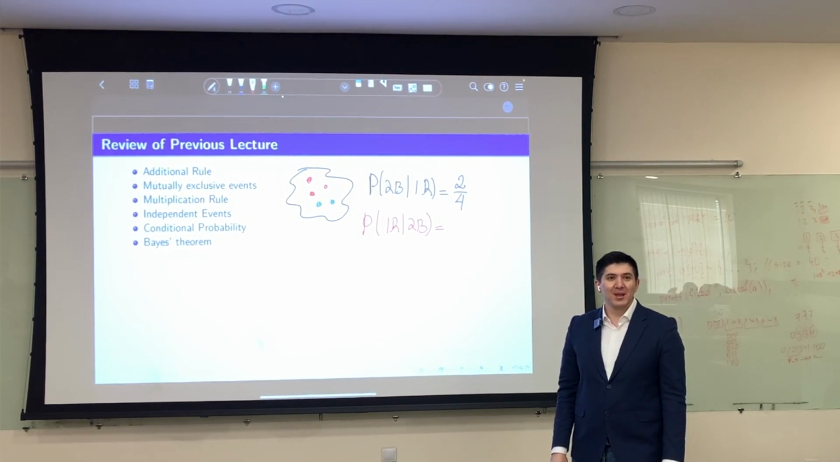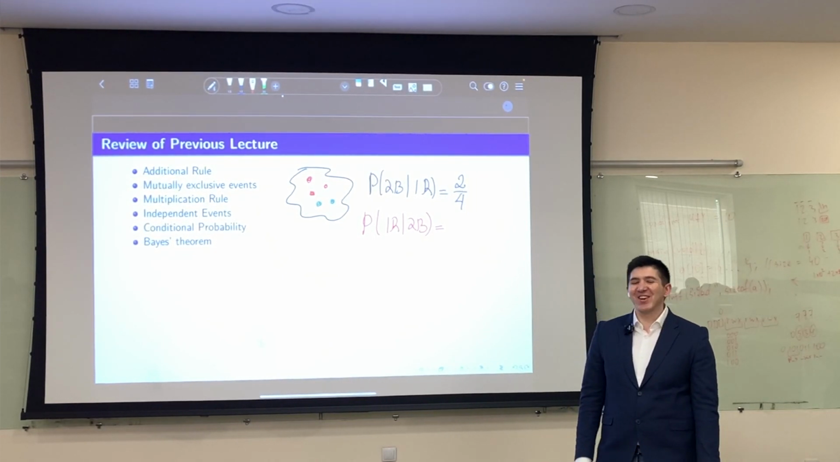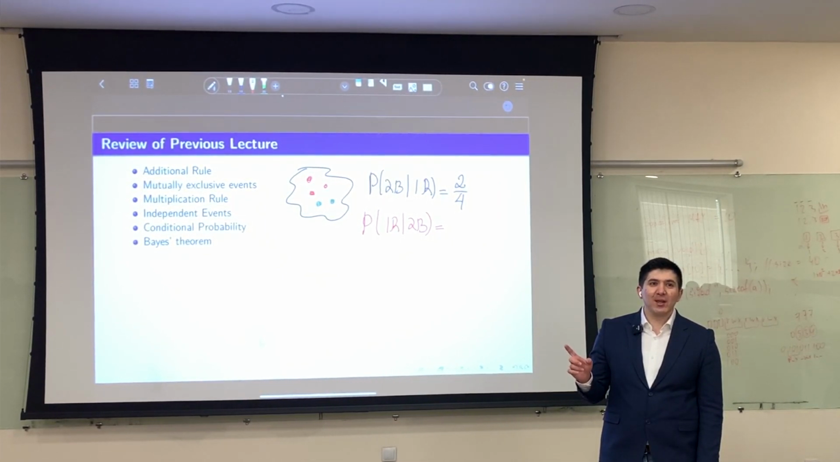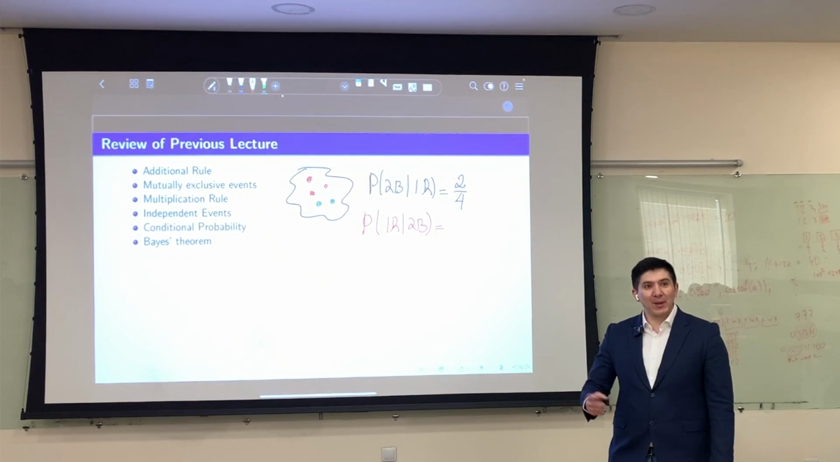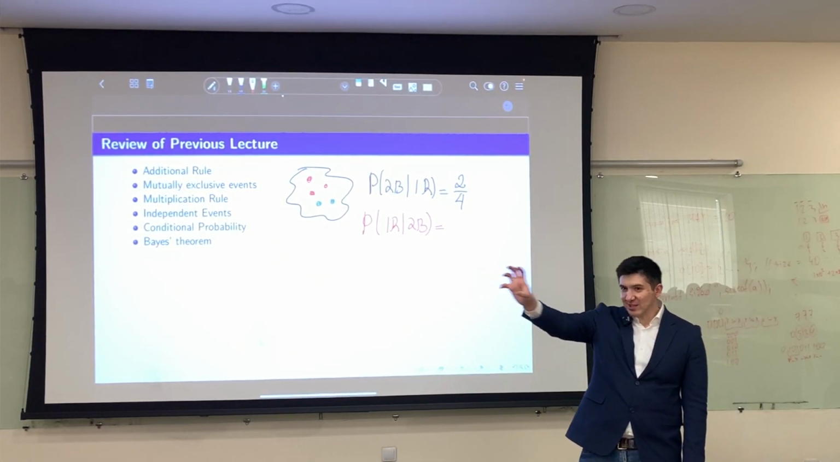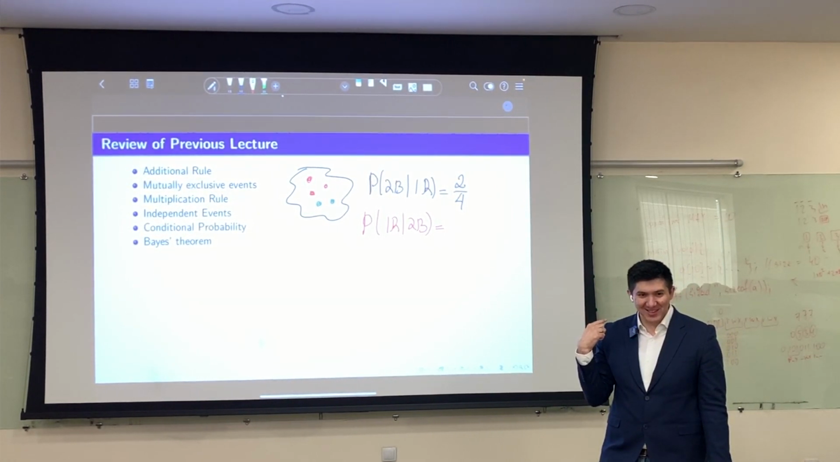6 over 20. How do you know this? No, it doesn't work. It is a conditional problem. It is not the multiplication rule. I'm not asking you what is the probability that the second ball is blue and the first ball is red. I'm asking you, the second ball is blue. You know this already. Do you see that this is blue? What is the probability that the first one is red?